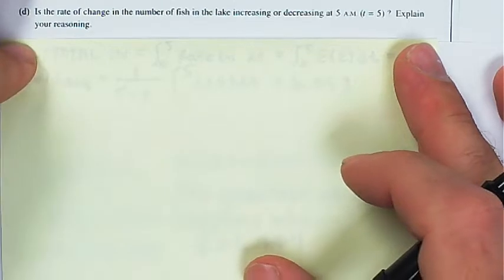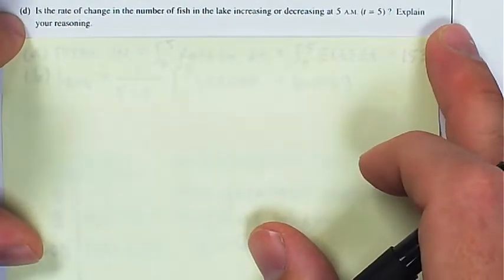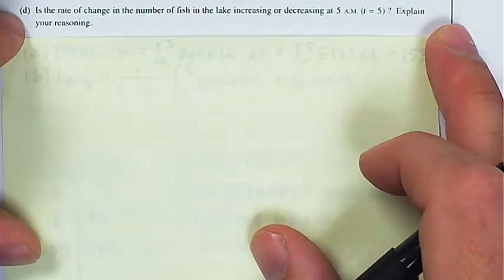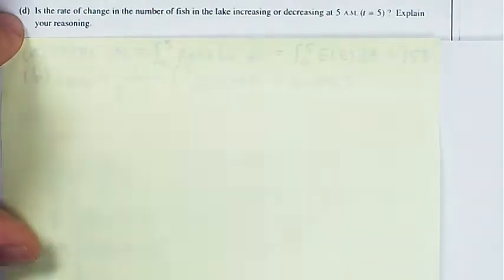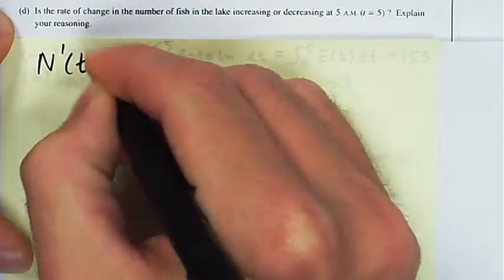This one is very tricky. I almost got tricked by it again. I think I did get tricked by it in one of the sections. I think I may have read it as is the number of fish in the lake increasing or decreasing at 5 a.m. That would be interesting. Well, the rate of change in the number of fish in the lake is n prime of t.